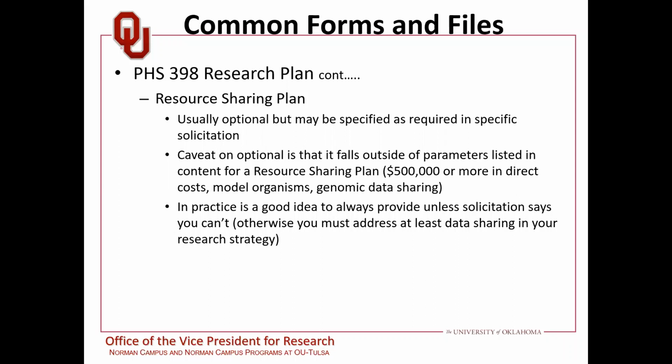There are requirements that they have though for when it is mandatory, and so those would be if you have $500,000 or more in direct cost, or if you're using special model organisms or genomic data sharing, then they want you to know that if you don't have a resource sharing plan and you have those involved, your proposal will be rejected. Like I said, we usually recommend that you have one, even if the solicitation doesn't require it, because you can put your data management plan stuff there.